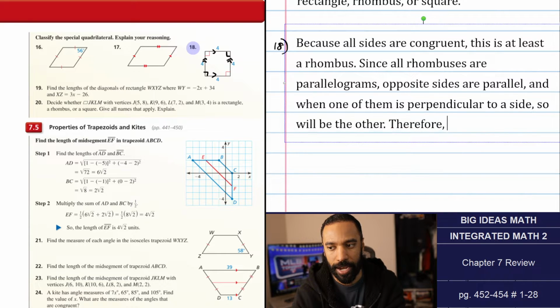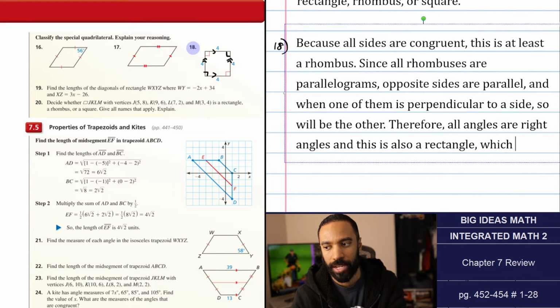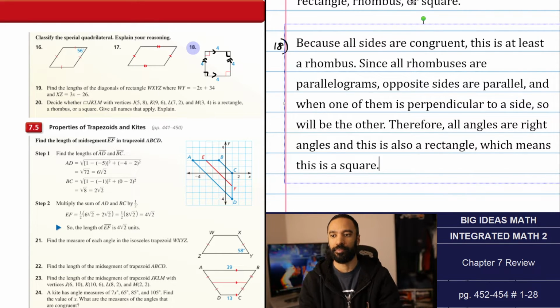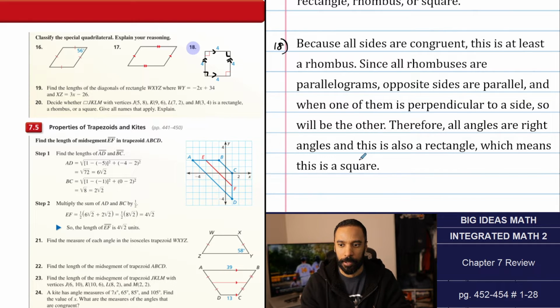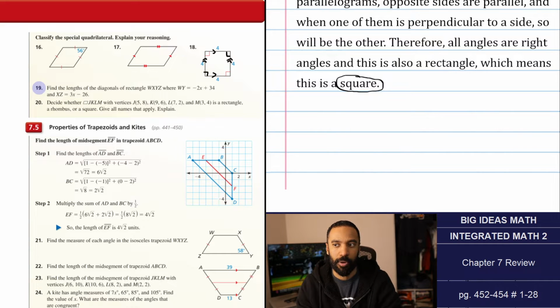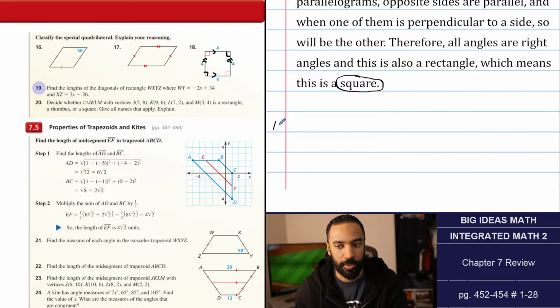Therefore, all angles are right angles. And this is also a rectangle, which means this is a square. So that's the big ending I need to go with here. It's a rhombus, and because it's a rhombus, I have enough to say it's a rectangle with the right angles, and therefore it's a square. A little tricky. Maybe you start to try and make that assumption, but we can't make the assumption. Knowing it's a parallelogram is super important there.